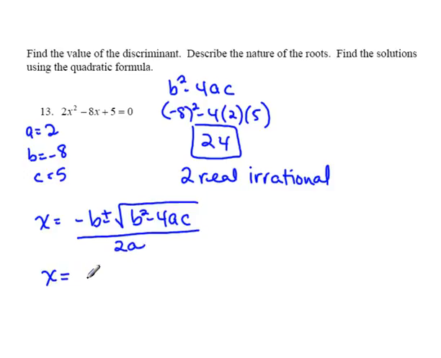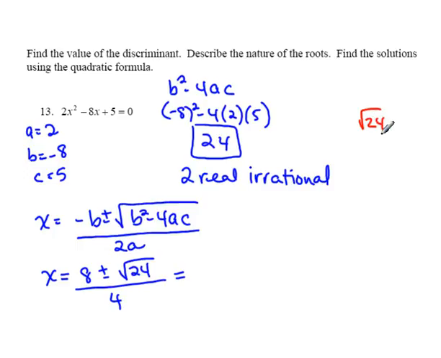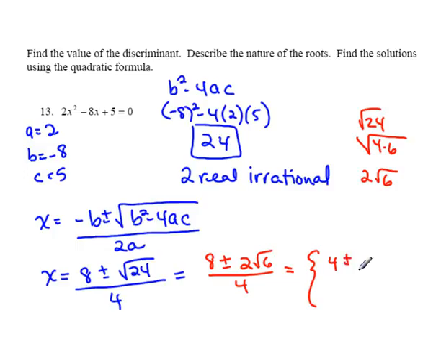Okay, so x equals the opposite of b is positive 8 plus or minus the square root of 24 all over 2 times 2, which is 4. Can this be simplified? Well, look to the radical. It can be simplified, so we must simplify. So over to the side, the square root of 24 breaks down to 4 times 6, which becomes 2 square root of 6. So 8 plus or minus 2 square root of 6 over 4. Well, can we simplify any further? Well, 8, 2, and 4 are divisible by 2, so we must divide it. 4 plus or minus square root of 6 over 2.